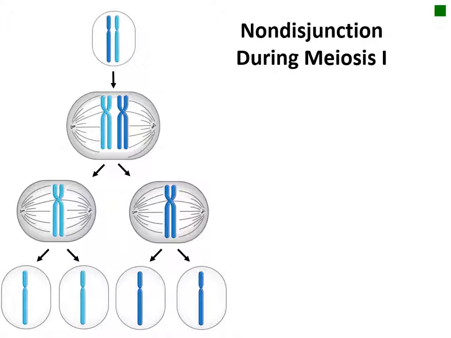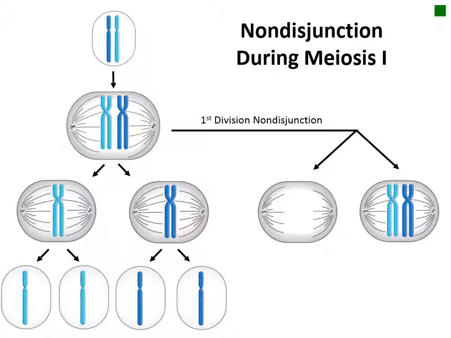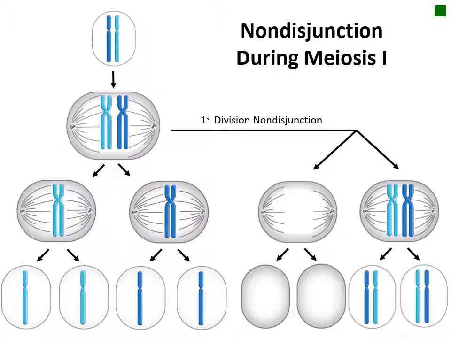If nondisjunction occurs during meiosis I, then the homologous chromosomes fail to separate during anaphase I. When these daughter cells of the first round of division go through meiosis II, the resulting gametes will either be missing a chromosome or will have gained an extra chromosome.